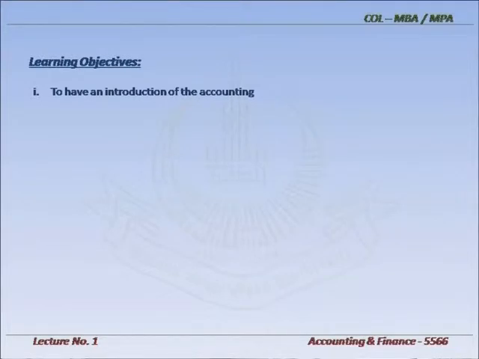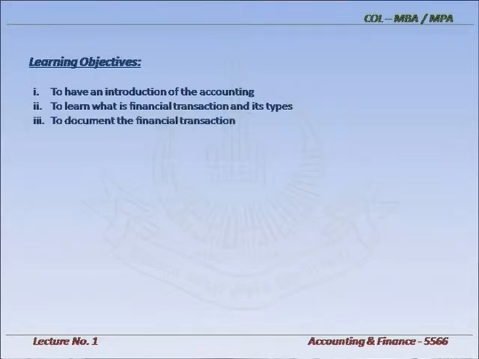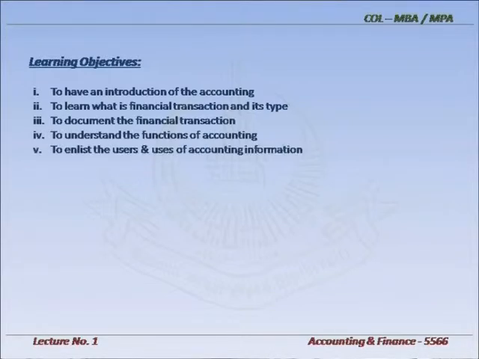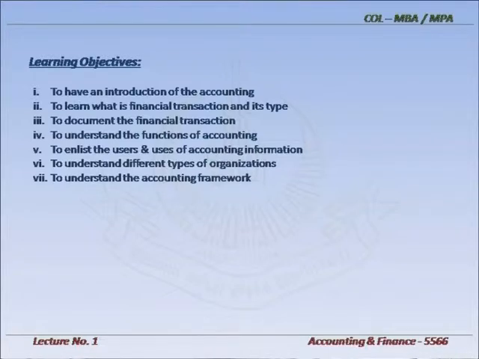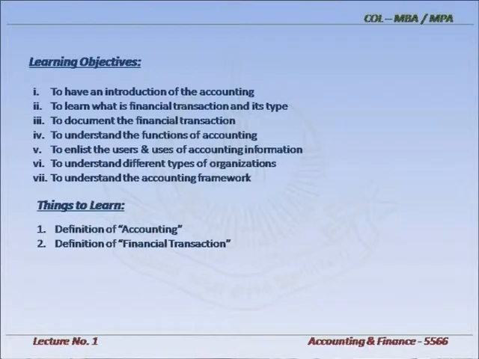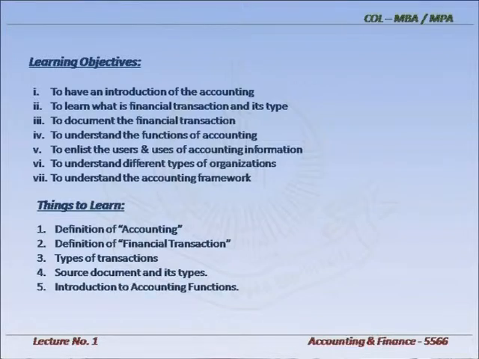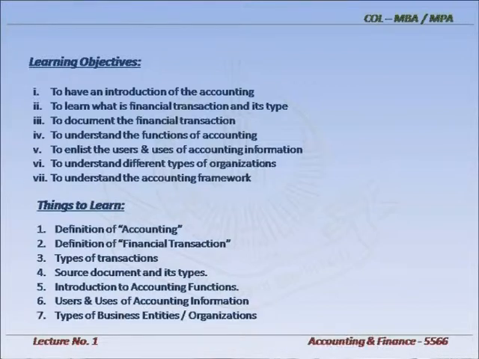The learning objectives of this lecture are to have an introduction of accounting, to learn what is a financial transaction and its types, documentation of financial transaction, to understand the functions of accounting, to enlist the users and uses of accounting information, to understand different types of organization, and in the last, to understand the accounting framework. To meet these learning objectives, we learn here the definition of accounting, definition of financial transaction, types of transactions, source document and its types, introduction to accounting functions, users and uses of accounting information, types of business entities and organizations, and in the last, we will discuss the accounting framework.